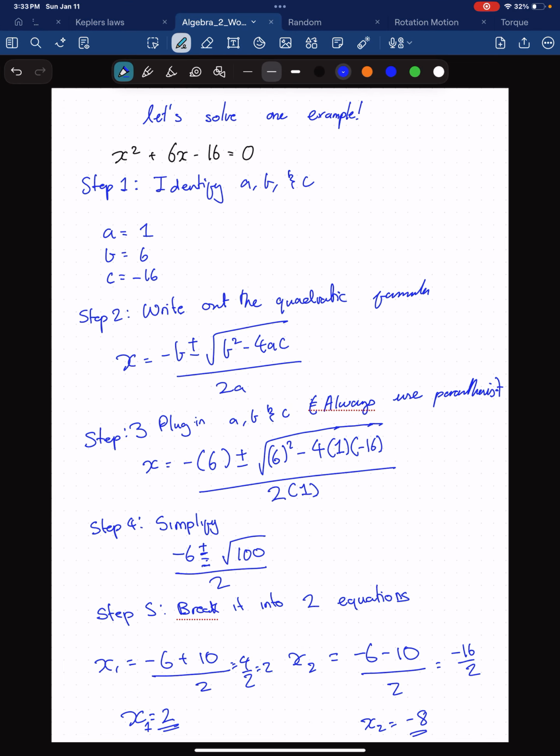This week, we'll primarily focus on the quadratic formula and making sure we're all comfortable with it.